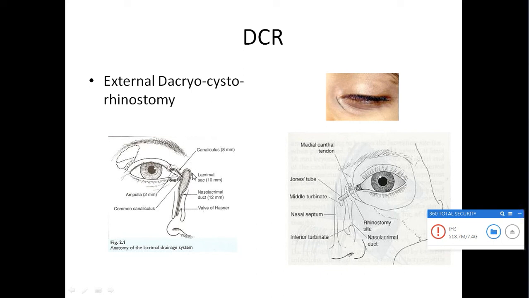What you are going to do is reflect the sac and eat away the bone with the bone punch and then expose the nasal mucosa. Take an H-shaped incision on the nasal mucosa and an H-shaped incision on the lacrimal sac, then suture the anterior flap of the lacrimal sac to the anterior flap of the nasal mucosa and create an osteotomy, a new channel for the flow of the tears. It is known as external DCR, dacryocystorhinostomy.